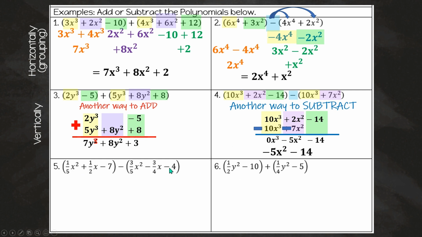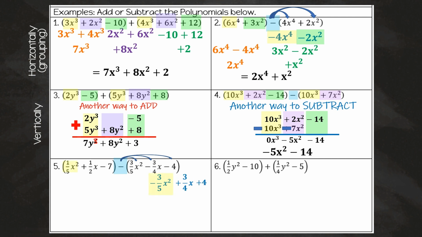Okay, these last two examples are with fractions. And using fractions vertically would be rather difficult, and it's not how we would typically add or subtract fractions. So I'm going to continue to use the grouping method here, or horizontally. And again, because I am subtracting, I'm going to distribute that negative first. So you'll notice when you're distributing a negative, everything inside the parentheses, the sign is going to flip. So the positive 3/5 becomes a negative 3/5. A negative 3/4 became a positive 3/4. And the negative 4 became a positive 4.